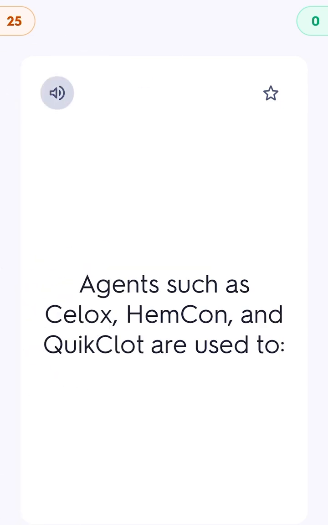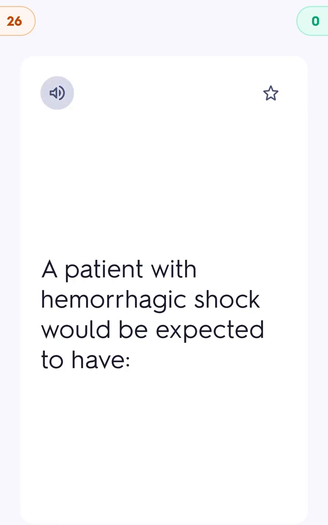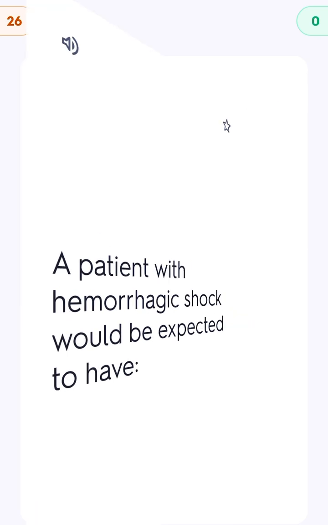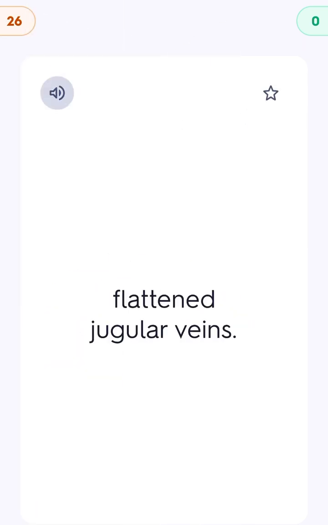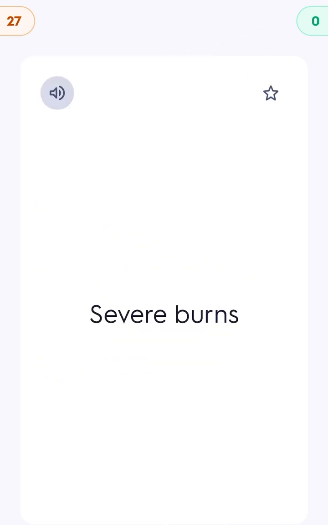Agents such as Celox, HemCon, and QuikClot are used to promote hemostasis. A patient with hemorrhagic shock would be expected to have flattened jugular veins. Which of the following injuries or mechanisms would most likely lead to non-hemorrhagic shock? Severe burns.